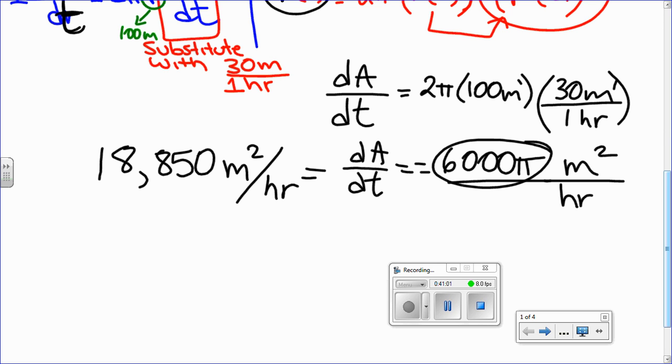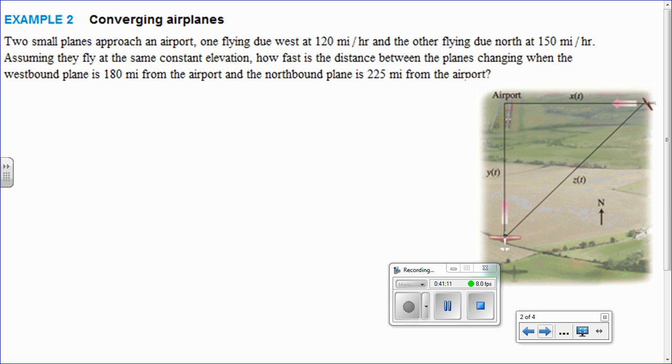Now, I know it's time, but I'm going to do one more problem because I know you guys love math. Mathematics, because I know. Okay, so we have 2 small planes here, and we have one here, and I think the other one is here, right? And so they approach an airport, one flying due west at 120 miles per hour, and the other flying, so that will be this one here. The other one flying due north, it will be here, and that is at 150 miles per hour.